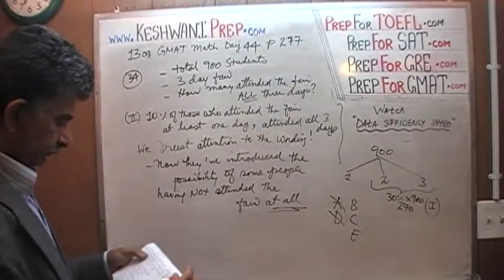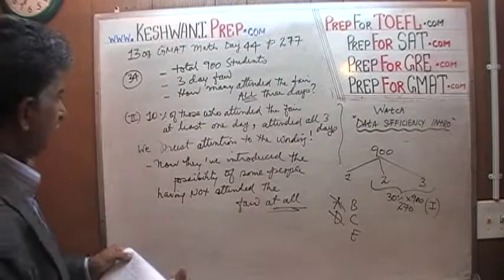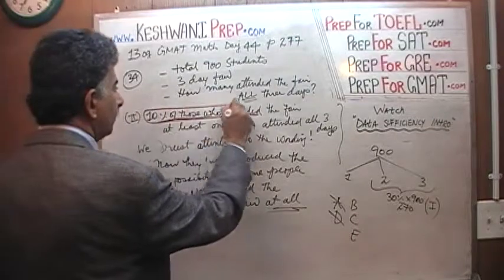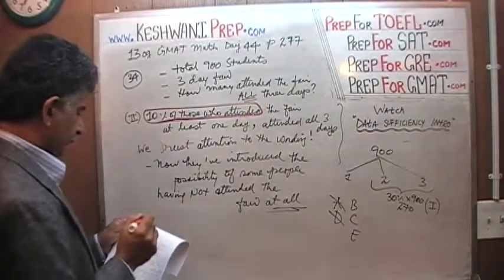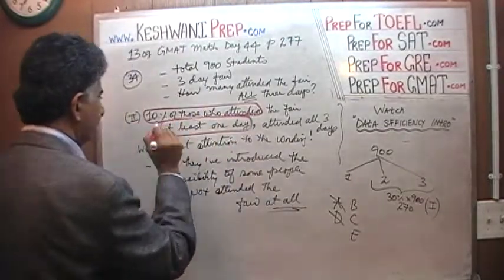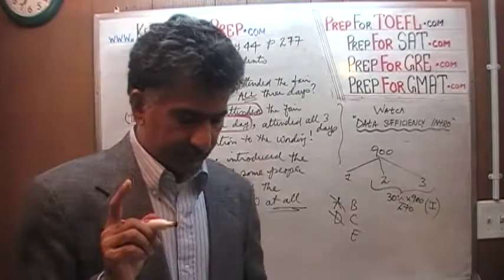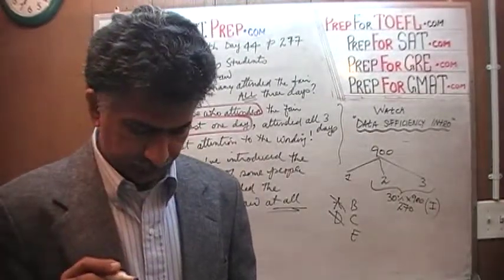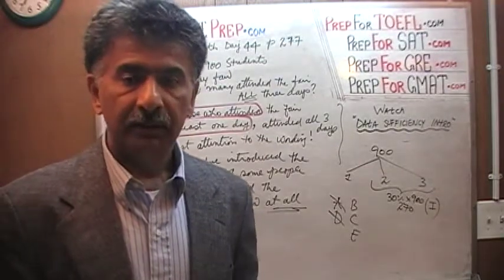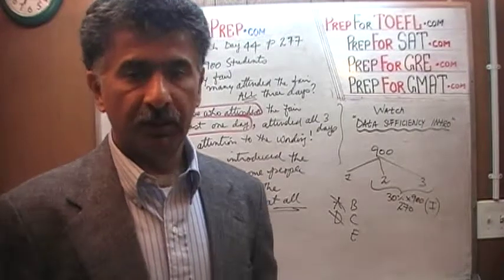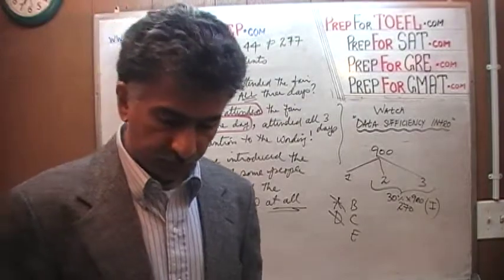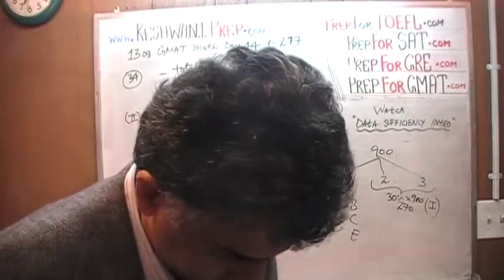It says 10% of those who attended, right here, 10% of those who attended the fair at least one day. Voila! That suggests to us that there is a possibility that there might be some students out of 900 who did not bother to go to the fair at all. So we have to consider that.